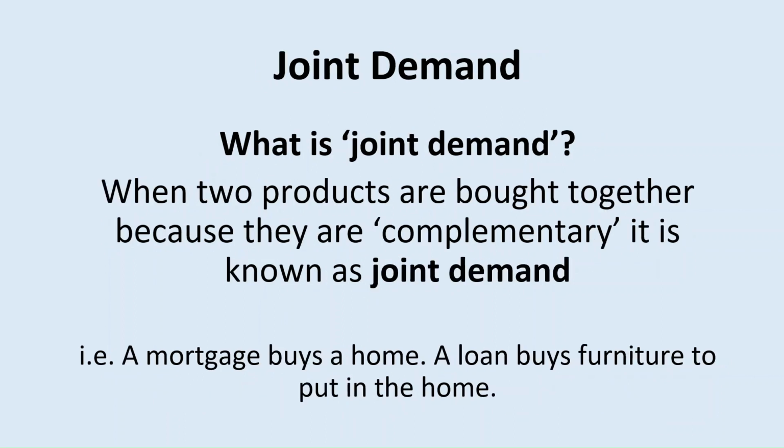Joint demand. What is joint demand? When two products are bought together because they are complementary, it is known as joint demand. So when it comes to financial services, a mortgage buys a home. A loan buys furniture to put in the home. So you're taking out a mortgage and buying a home at the same time. They are complementary. They enable each other.